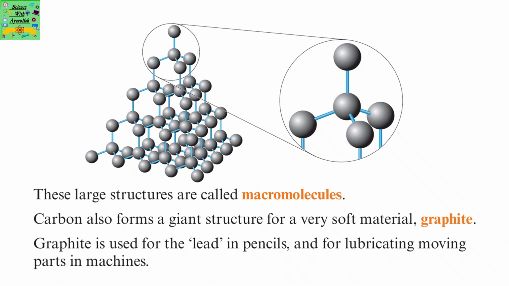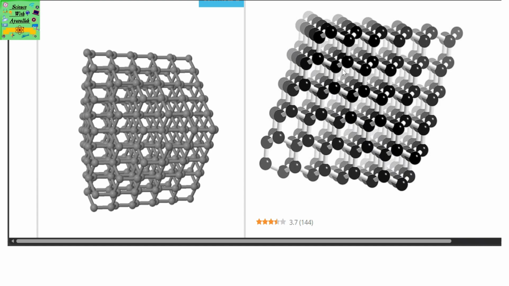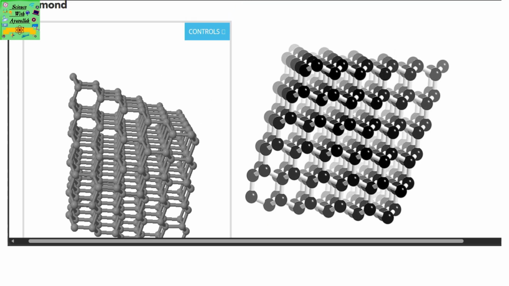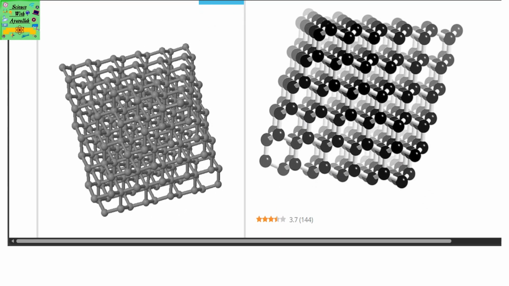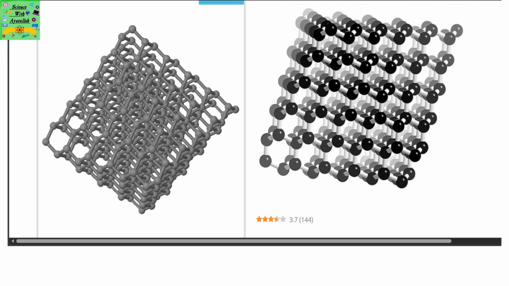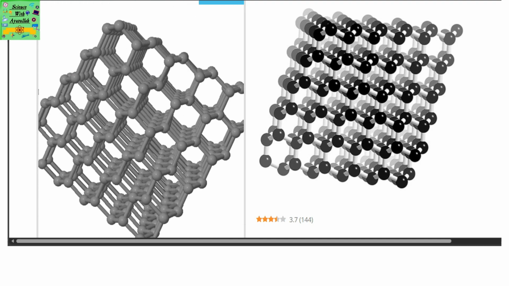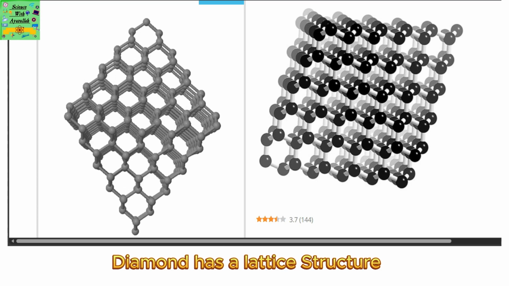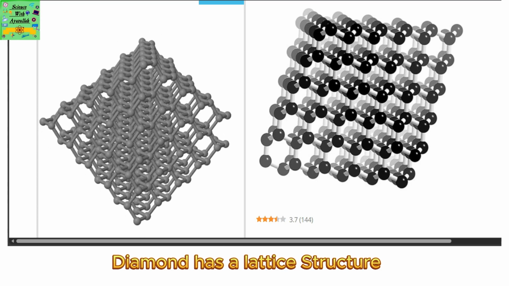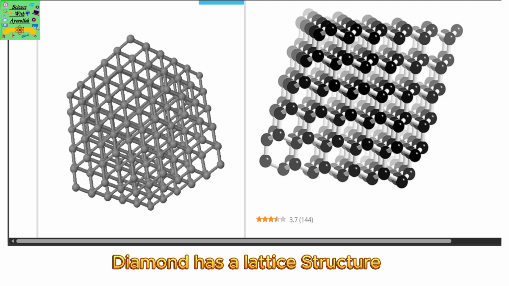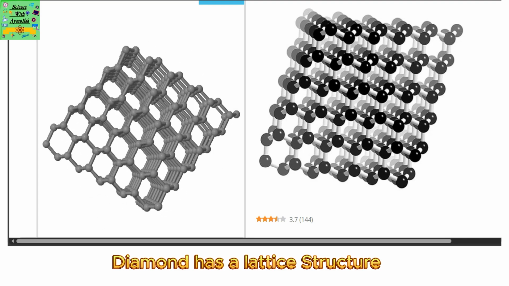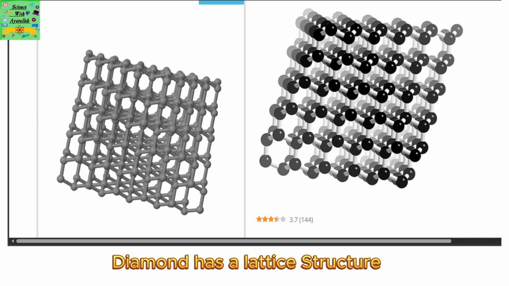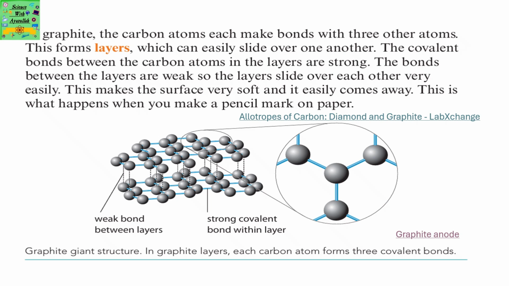The large structures are called macromolecules. 3D structure of diamond. Diamond has a lattice structure. Graphite giant structure. Each carbon atom forms covalent bonds.